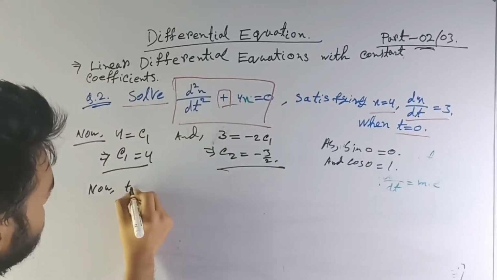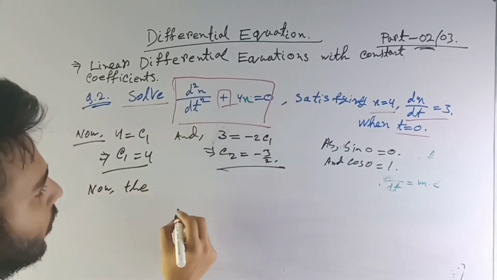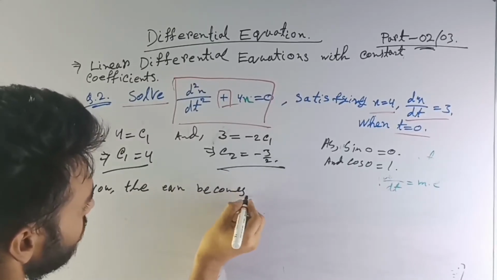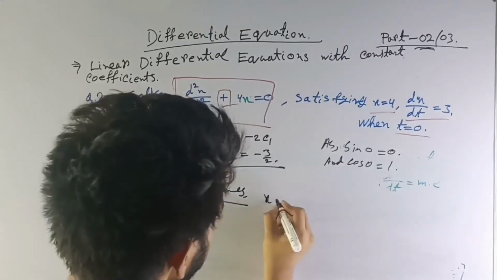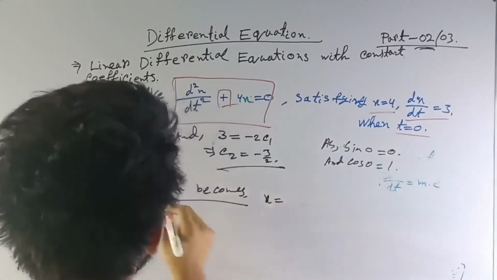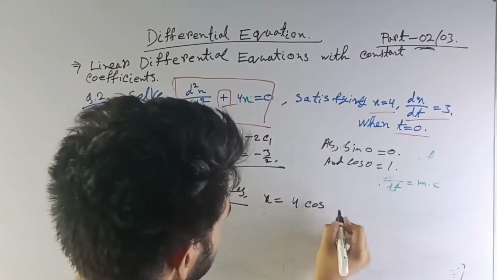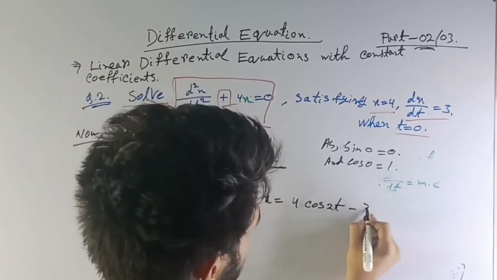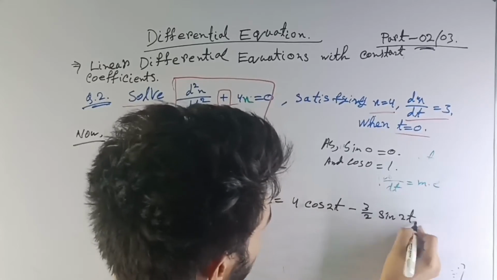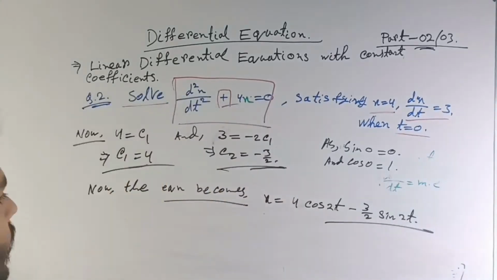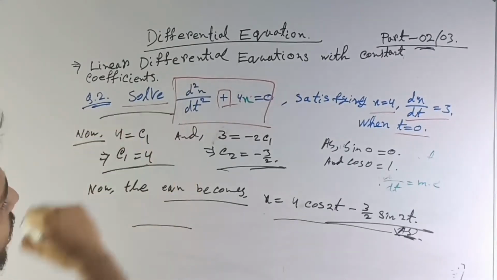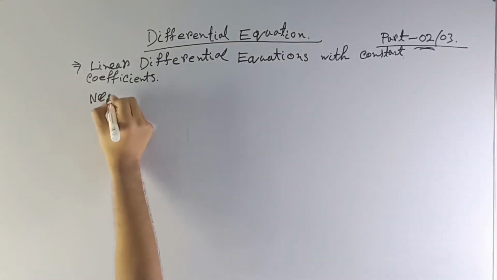Therefore the equation becomes x = 4 cos 2t + 3/2 sin 2t. Also, watch on your paper as it may become wrong.